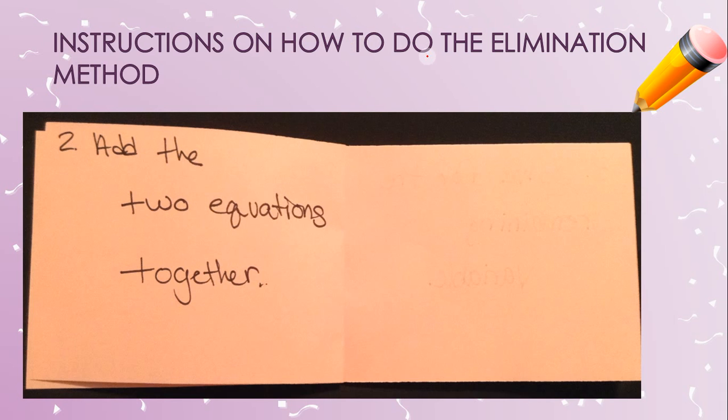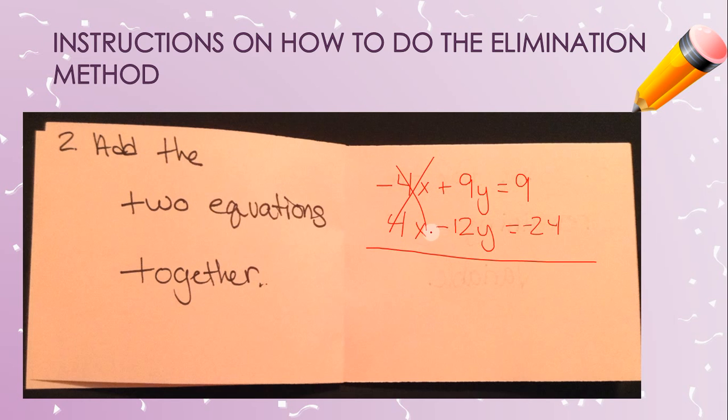Second step, the equations that we just made here, negative 4x plus 9y equals 9, and 4x minus 12y equals negative 24, we're going to add them together. So basically we're going to add straight down. Negative 4x plus 4x cancels out. And 9y minus 12y, so 9 minus 12, is a negative 3y. And 9 minus 24, that I know is a negative 15. 9 minus 24, if you try that on your calculator.